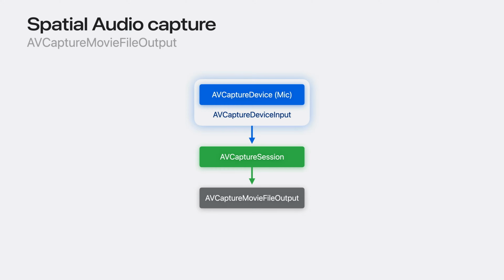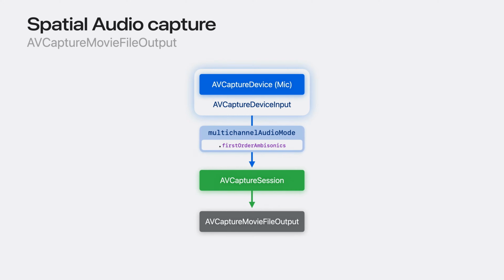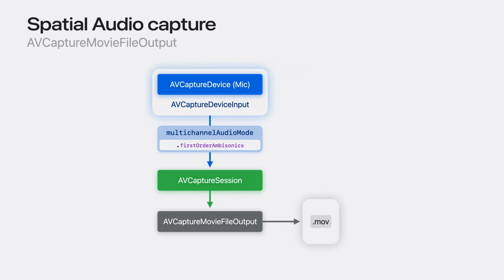Apps that use AV Capture movie file output can record spatial audio by setting the multi-channel audio mode property of the AV Capture device input to first-order ambisonics. In iOS 26, audio-only apps, like Voice Memos, now have the option to save data in the QuickTime audio format with the extension .qta. Similar to QuickTime movies or MPEG files, the QTA format supports multiple audio tracks with alternate track groups, just like how spatial audio files are composed.